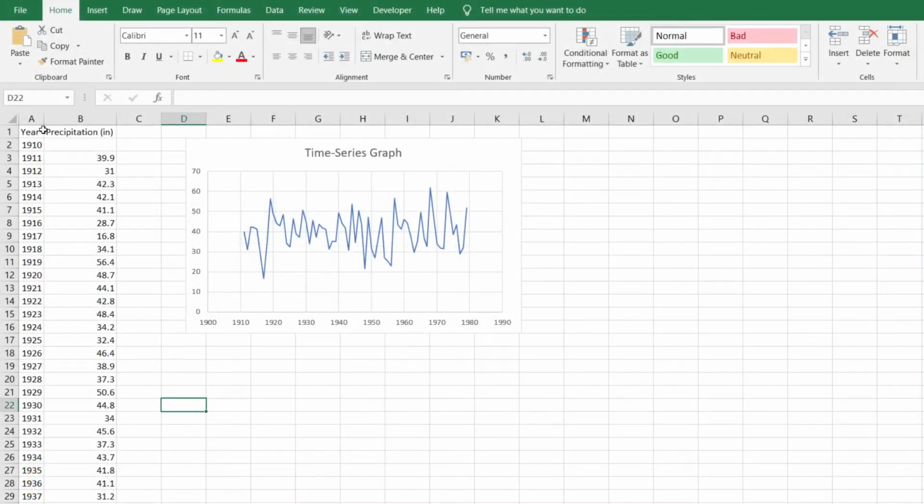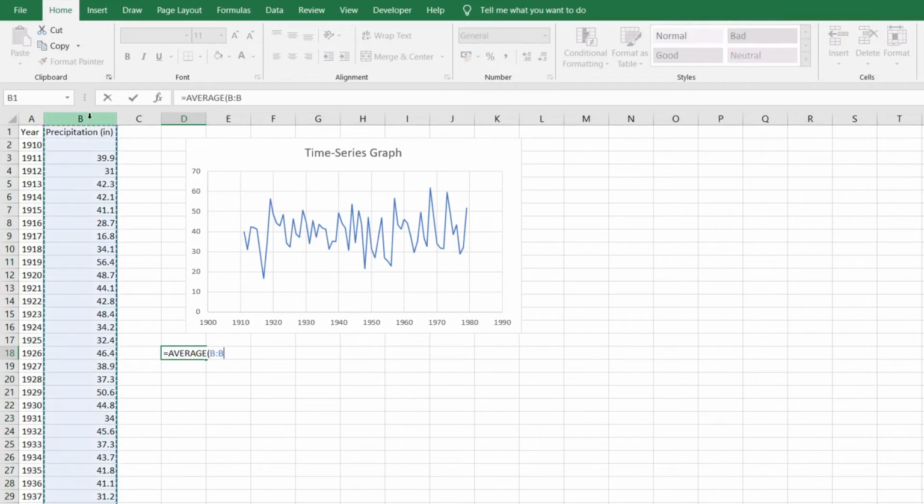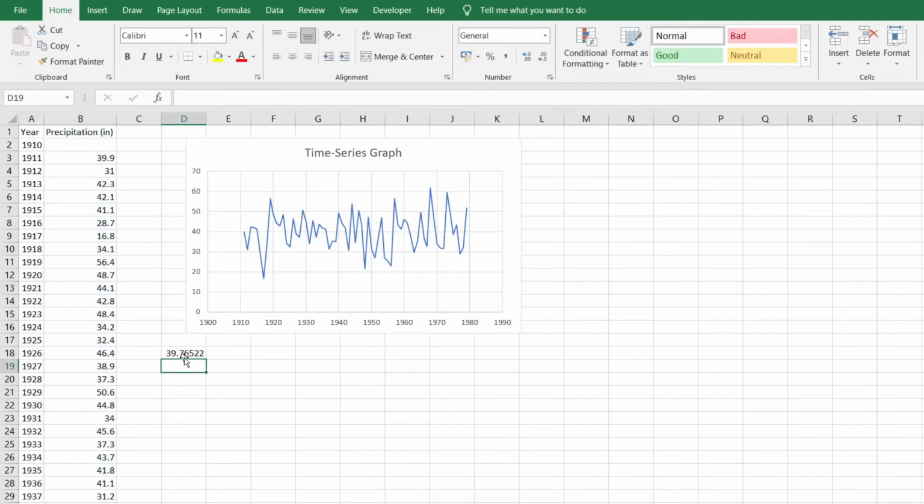Okay, nandito yung data natin. This is the year, that is the precipitation. So yung pag-compute ng mean is just equal average. Ayan, average. Tapos i-click lang natin yung data, and then enter. So yan na yung mean.